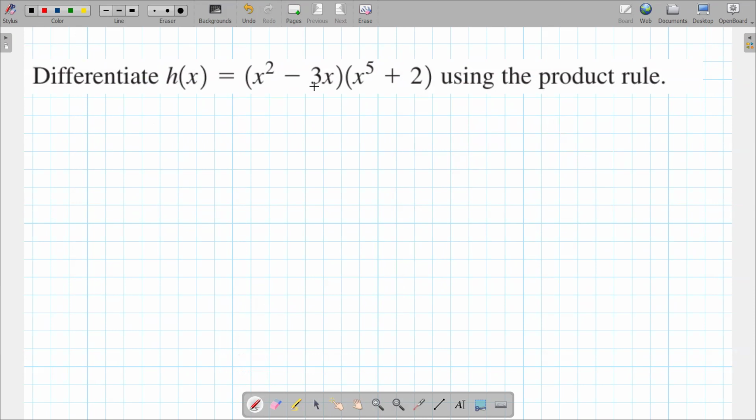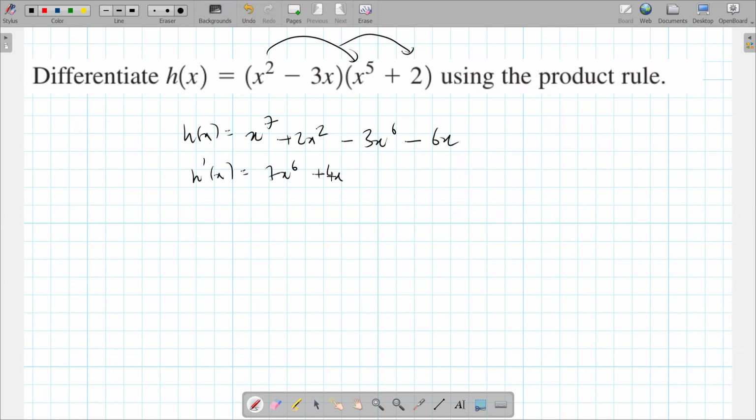So how do we do this question? There's two ways. This one, can we open the brackets? Yes or no? We can just FOIL this, right? If we do this with this, you'll get x^7 plus 2x^2 minus 3x^6 minus 6x. That's what you get. This is still h of x. And then you find the derivative, which will be 7x^6 plus 4x minus 18x^5 minus 6. There we go. That's the answer.